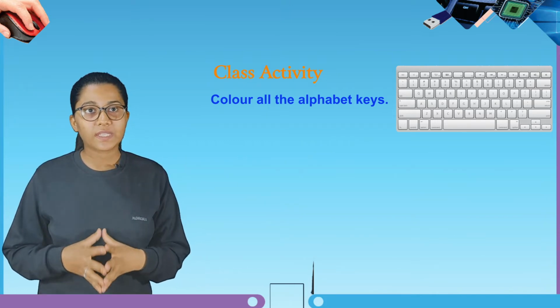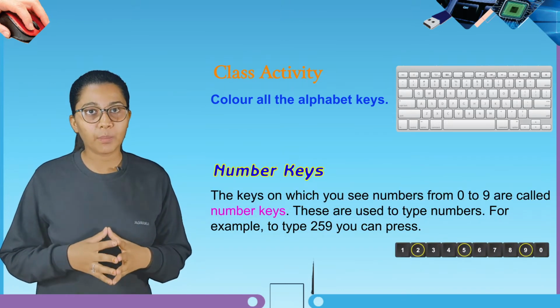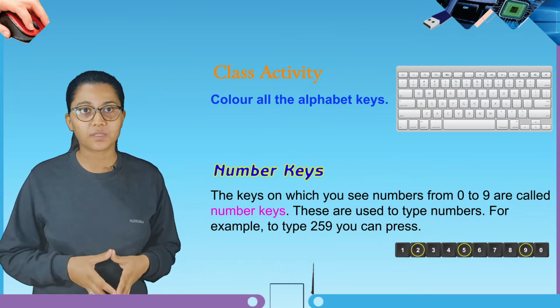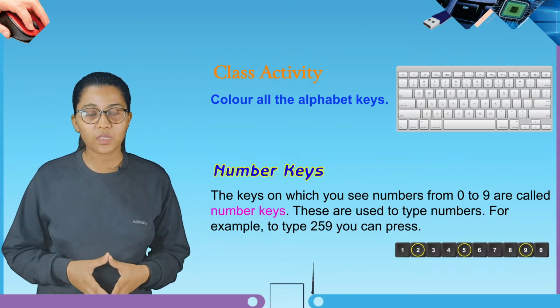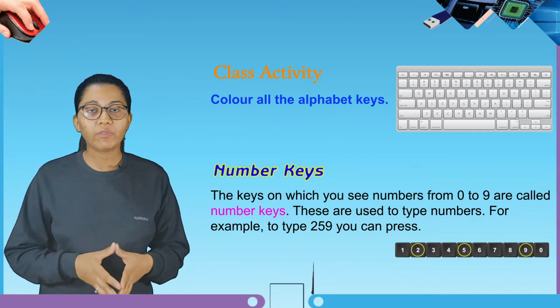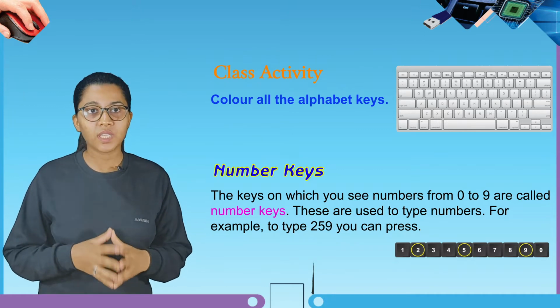So students, let's learn about number keys. The keys on which you see numbers from 0 to 9 are called number keys. These are used to type numbers. For example, to type 259, you have to type 2, 5 and then 9 on the keyboard.